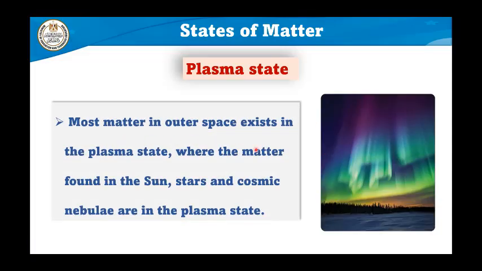Most matter in outer space exists in the plasma state due to the effect of the sun's rays on the materials that exist in space. So the particles of matter exist in the plasma state, where the matter found in the sun, stars, and the cosmic nebula is in the plasma state.